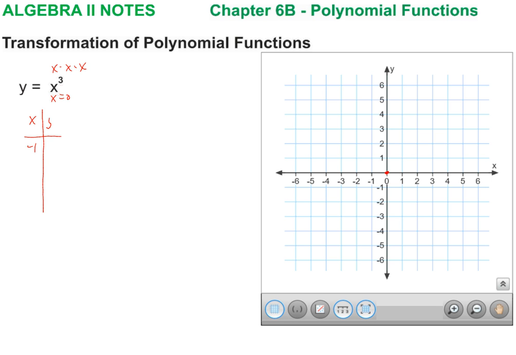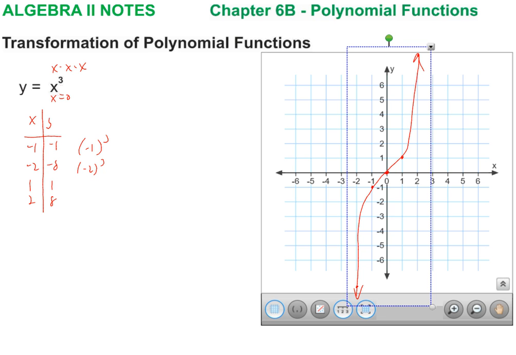I'm going to do negative 1. Negative 1 cubed is negative 1. All right, negative 1, negative 1. I'm going to do negative 2. Negative 2 cubed is negative 8. Beautiful. I'm going to do 1. 1 cubed is 1. I'm going to do 2. 2 cubed is 8. Okay, here's my function. Basically like that. All right?